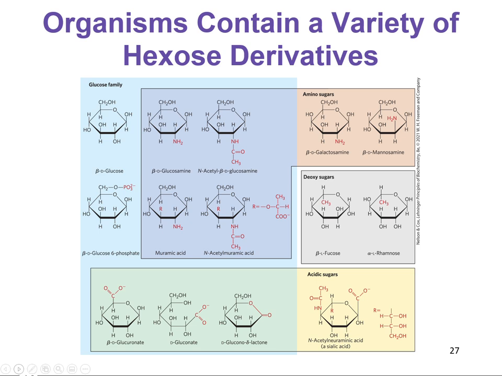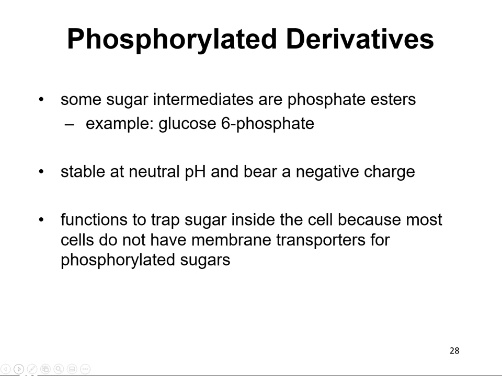So we actually have a lot of hexose derivatives. There's the glucose family, and there's all these different derivatives from glucose. I'm not requiring you to know all of those. I do, however, want you to know glucose, and I want you to recognize glucose 6-phosphate. Glucose 6-phosphate is very important. We'll talk a little bit about why that phosphate on there is important towards the end. Or now. Thought that was coming a little bit later.